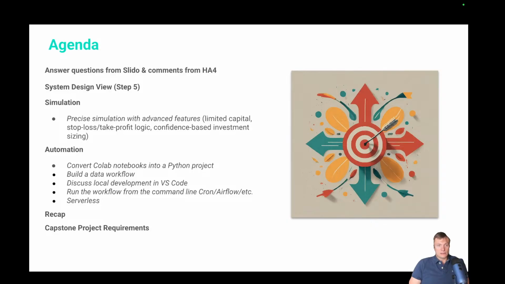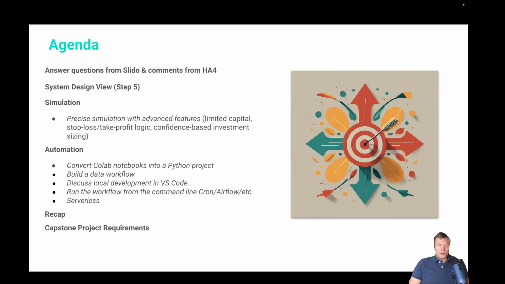We'll briefly discuss the local development in Visual Studio Code. This is especially important this year, because it makes it easier for you to use AI assistants if you use an IDE and not Google Colab, where AI assistants are not that good yet.